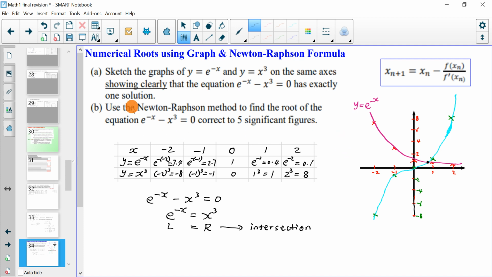Okay, so next video, we're going to use our approximated values as a starting point to solve for a more accurate root using the Newton-Raphson formula.